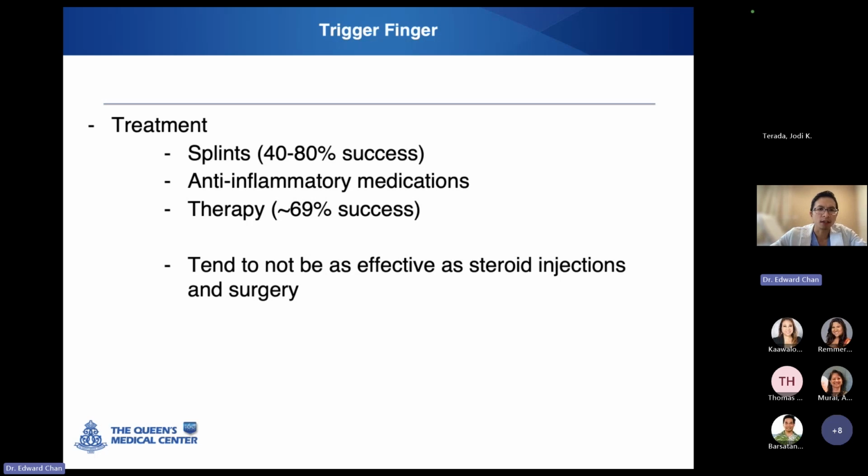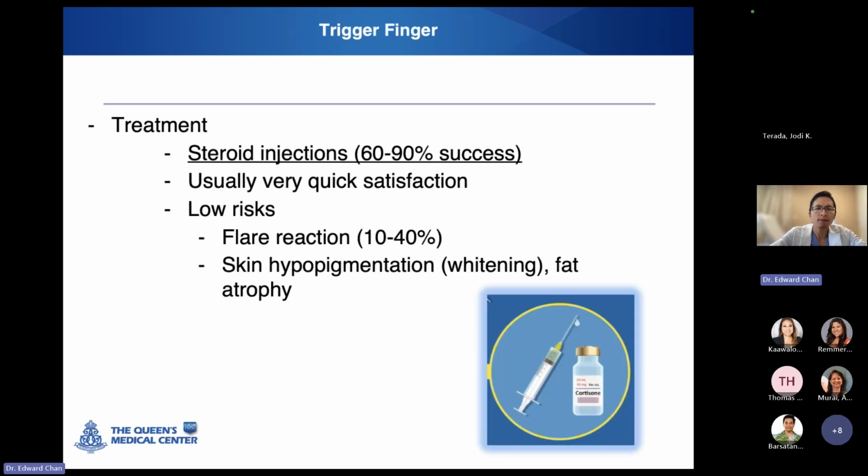Then there are steroid injections and surgery. So with steroid injections, it's usually a 60 to 90% success. And again, most people are usually satisfied very quickly. They notice the pain go away and the triggering go away pretty quickly. And the shots are very low risk too. We do them all the time in the clinic.